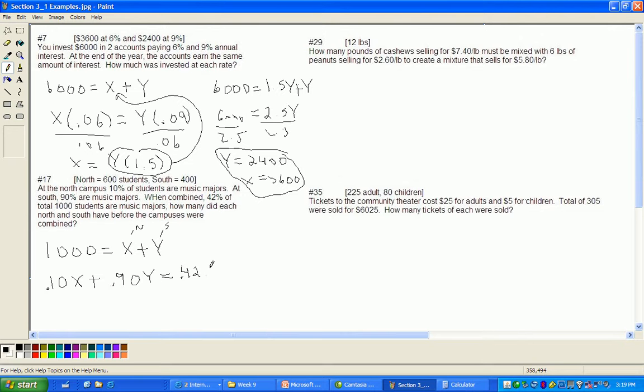So what we can do here is solve for one of the variables and plug it into the other, and we can find the values of X and Y. Maybe we solve this one for X. So X is going to equal, taking Y from both sides, 1,000 minus Y. So we just substitute 1,000 minus Y in for X. We can multiply out the right side, 420.